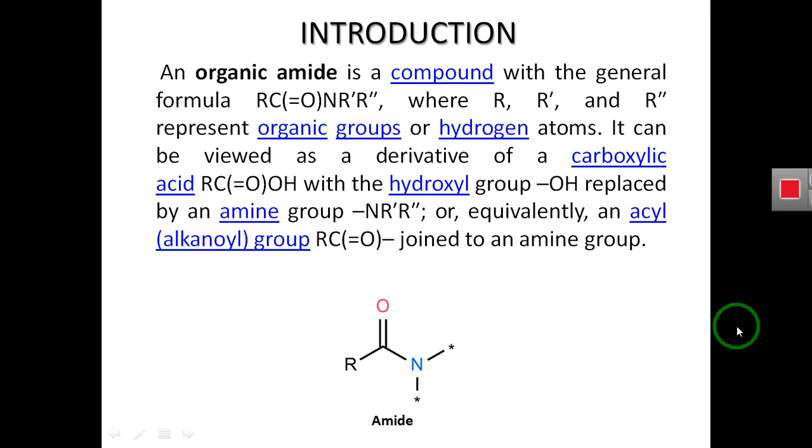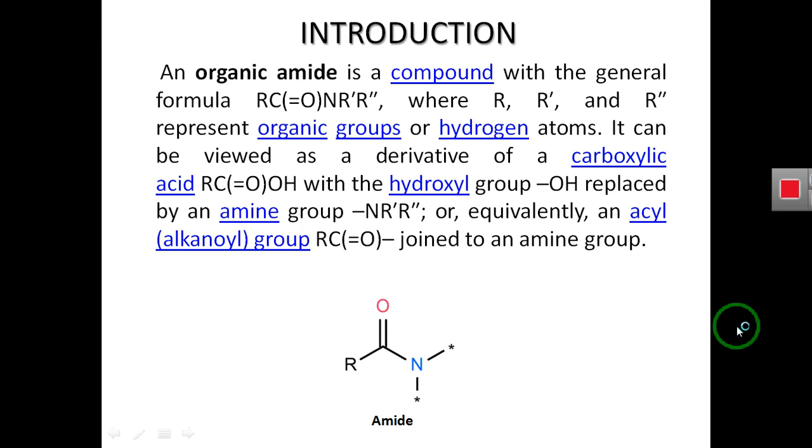So what are these changes? If we have the carboxylic acid, that is a parent molecule, we remove the hydroxyl group from its structure, and in place of the hydroxyl group we add the amine group. The compound that we finally get, we call the amide, and it is the derivative of the carboxylic acid. So you have just to remember this, that amides are the derivatives of carboxylic acid.